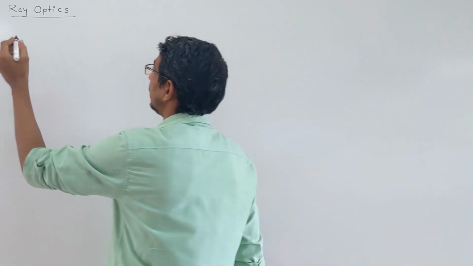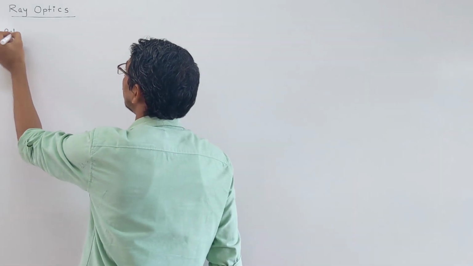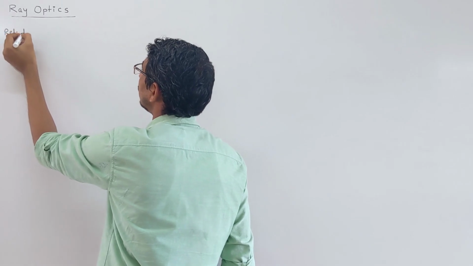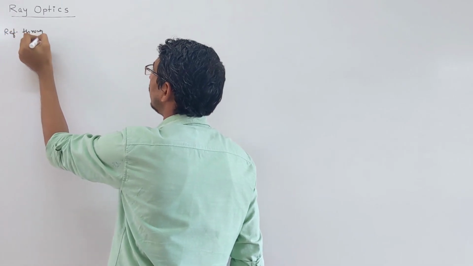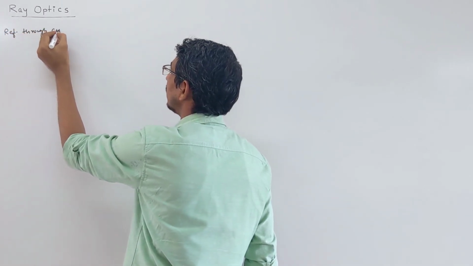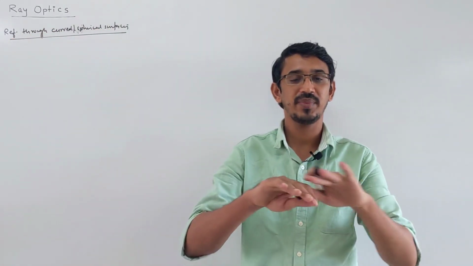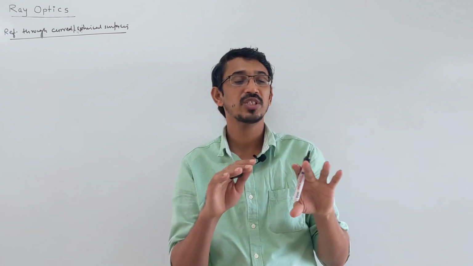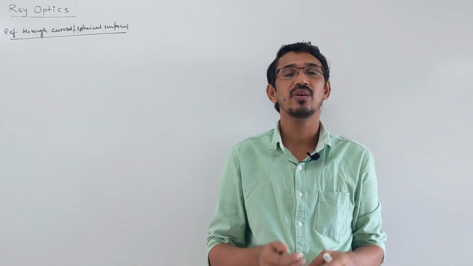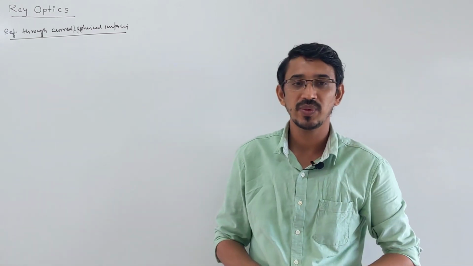Okay. Let's write the heading. Refraction through curved or spherical surfaces. Like reflection also we did this. First we learned reflection due to a plane mirror, right? Then we learned reflection due to curved mirrors like concave mirror and convex mirror. Exactly the same thing we will also be learning here.